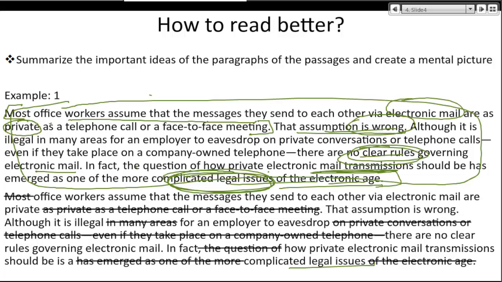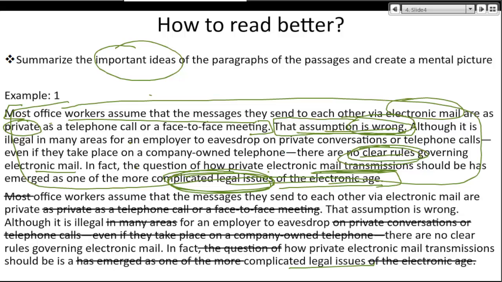Let's take now one more example here, and we will go to the next slide. See, what I have been asking you is to summarize the important ideas. And by the important ideas, we mean the critical things that are coming in this. This assumption is wrong. What is the assumption? The assumption that the messages via electronic mail are private.